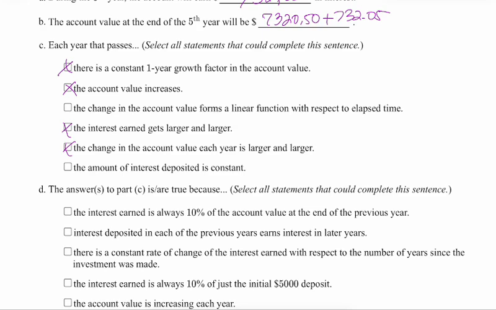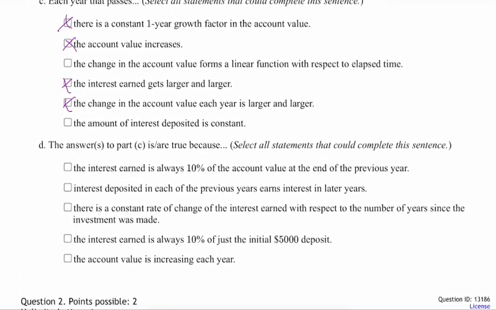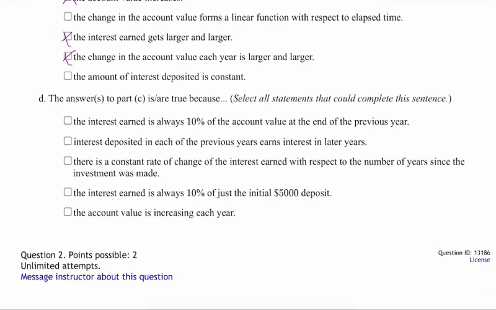Okay. Now let's take a look at this next one. The answer to part C is true because, let's take a look. The interest earned is always 10% of the account value at the end of the previous year. That one's true. Interest deposited in each of the previous years earns interest in later years. That's true.